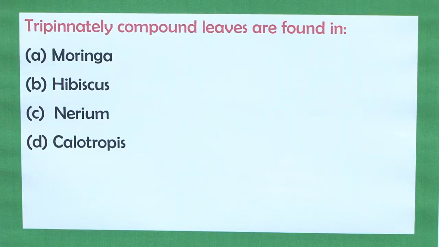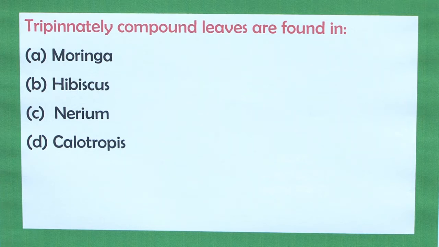Learn about morphology in flowering plants. The next question says, tripinnately compound leaves are found in Moringa, Hibiscus, Nerium and Calotropis. So, when we imagine all these plants, I think probably we may end up in an answer.